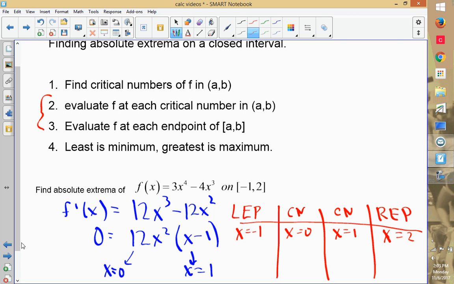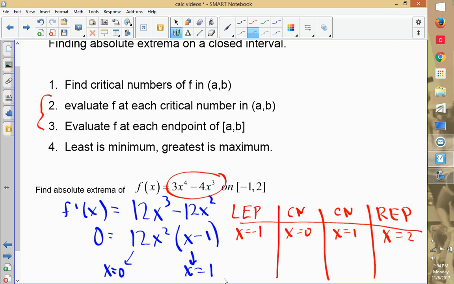I actually need to know what it is on the original graph. I need to know the y value on the original graph at -1, at 0, at 1, at 2. And once I have what those values are, I will know what point is going to be our absolute max and what point is going to be our absolute min. So I'm going to just test these, going back to this equation.